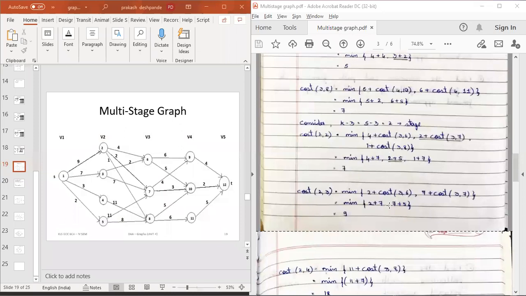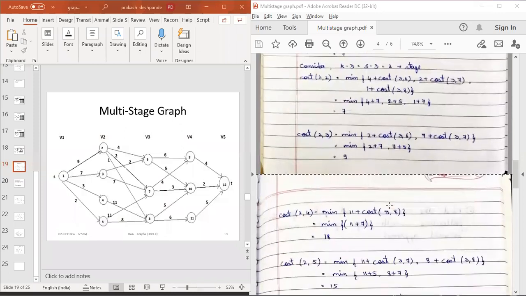The next stage we are going to look upon is k minus 3, that is stage number 2. In the stage number 2, we have 4 different vertices. From each and every vertex in this stage, we need to find out the cost. So now the first one, that is cost of 2,2. 2,2 means at stage 2, the vertex 2, that is this particular vertex.